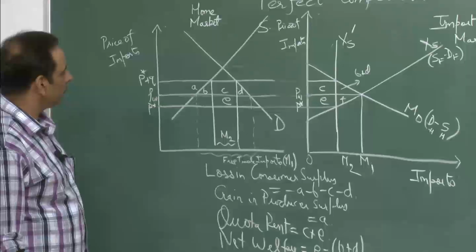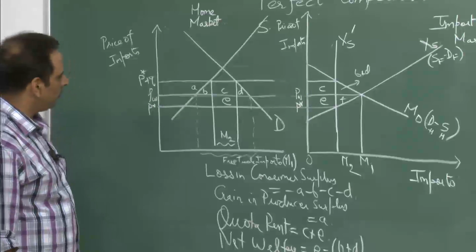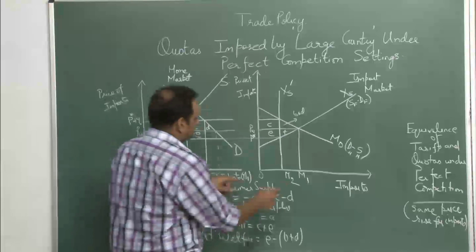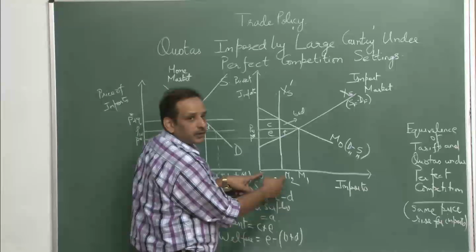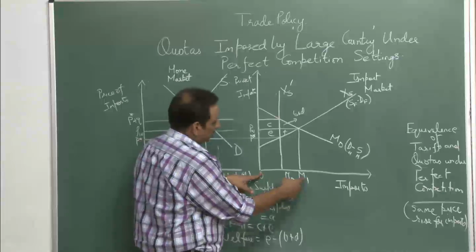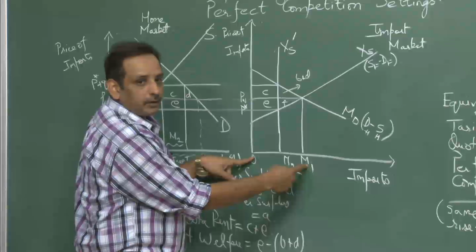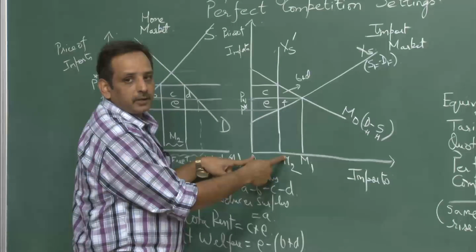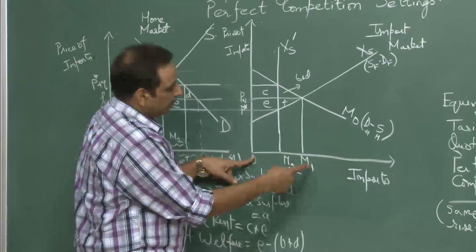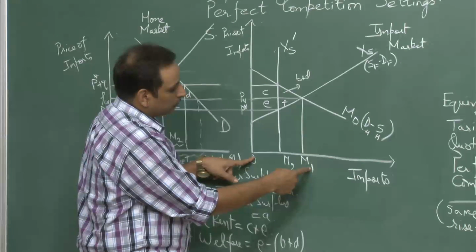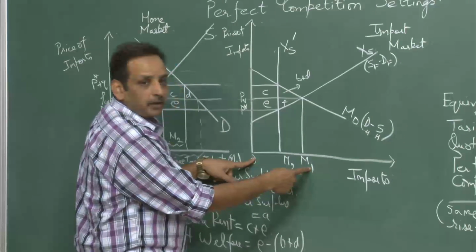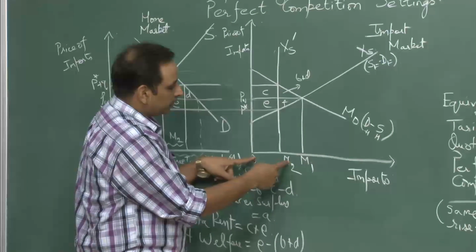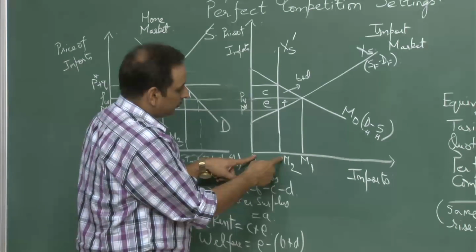M1, and so this country imposes quotas. It says that now we will restrict our imports. Earlier M1 imports were coming in, now only M2 are going to come into this country. It is like saying we had, say, 1000 units of shirts coming in, now we decide to import only 500 units of a particular product.